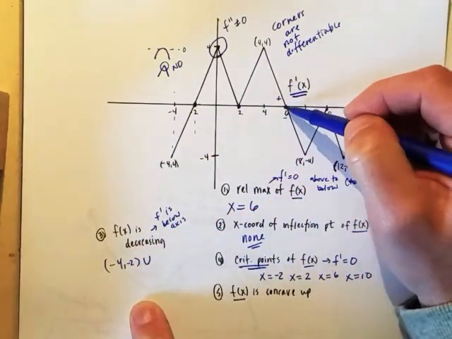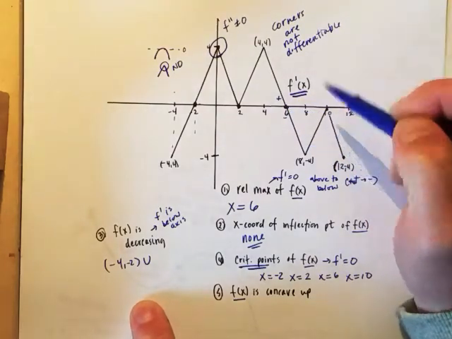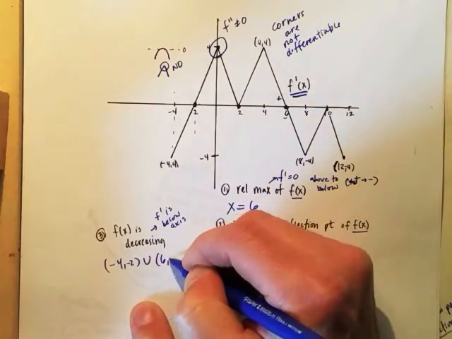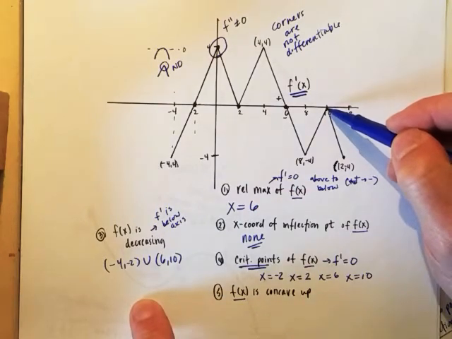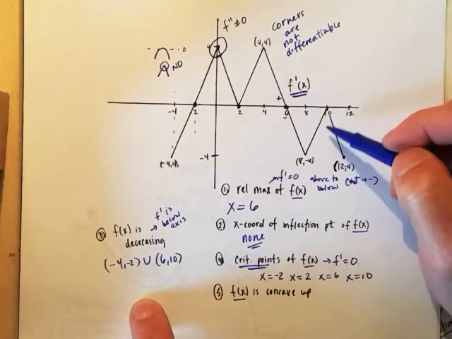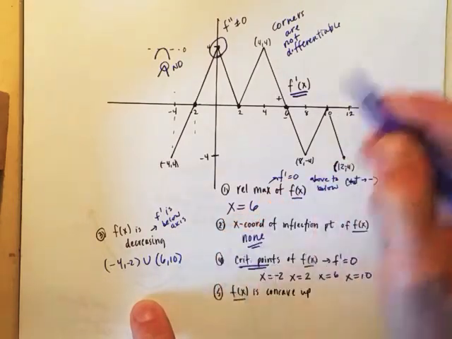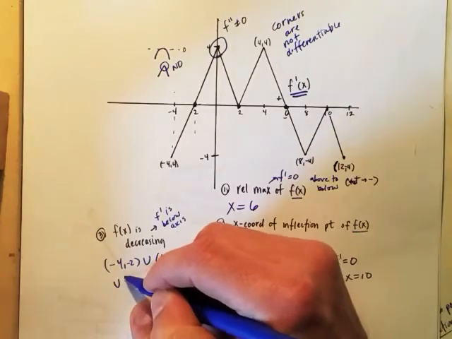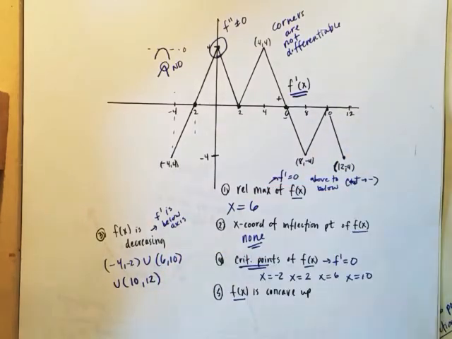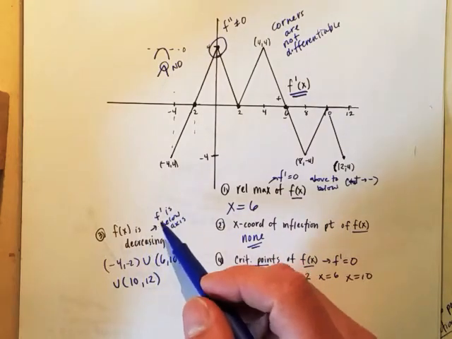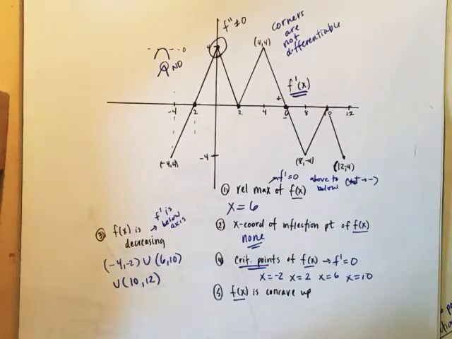And then we're going to go from 6 to 10. And notice how we're not including 10 because technically when it gets to 10, it's not negative, right? It's actually 0. So we can't include that. That's why we're not going to use a square bracket there. And then we're going to say from 10 to 12. Okay, so that's going to be where it's decreasing. And once again, I look to find actually where f prime was below the axis.